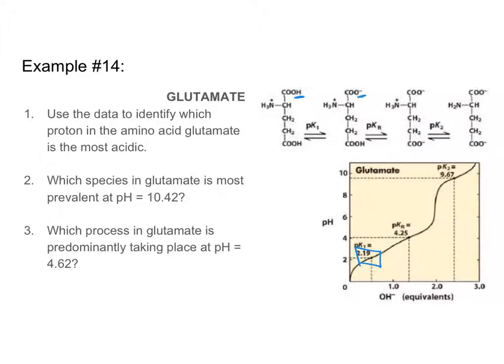For question number 2, it says which species in glutamate is the most prevalent at a pH of 10.42? Well, I wouldn't say OH. I would say that this, because it says which species is most present. So I would say that this would be the most present species at a pH of 10.42.